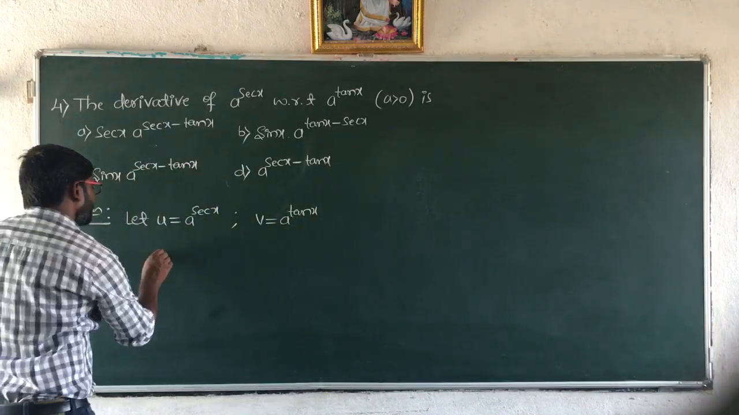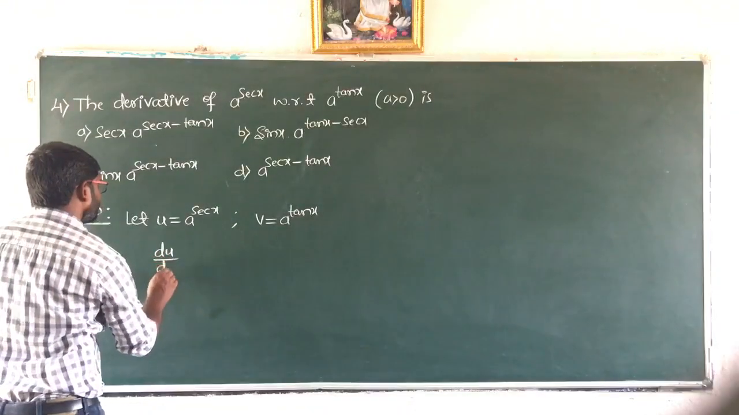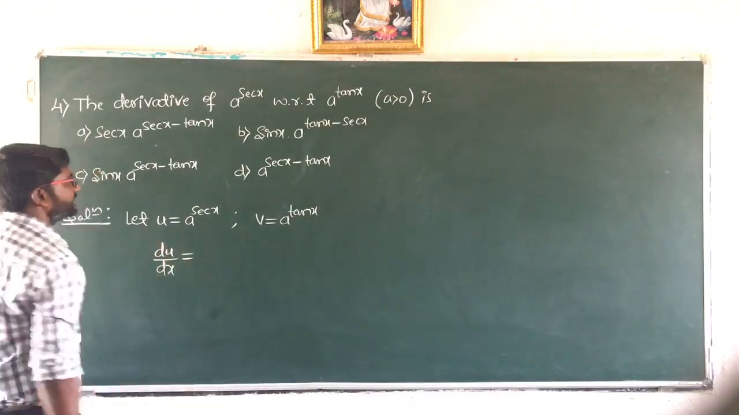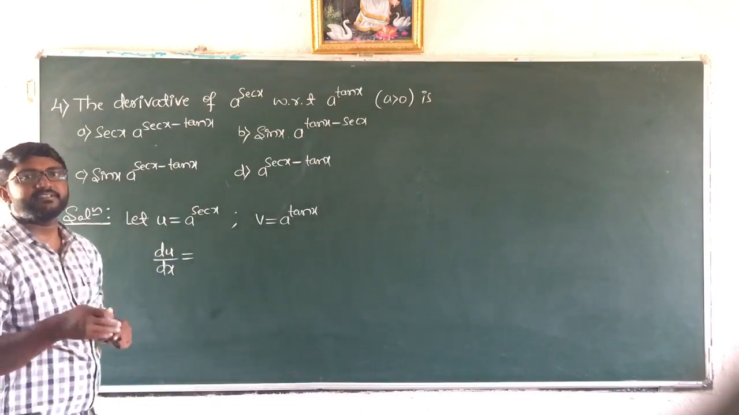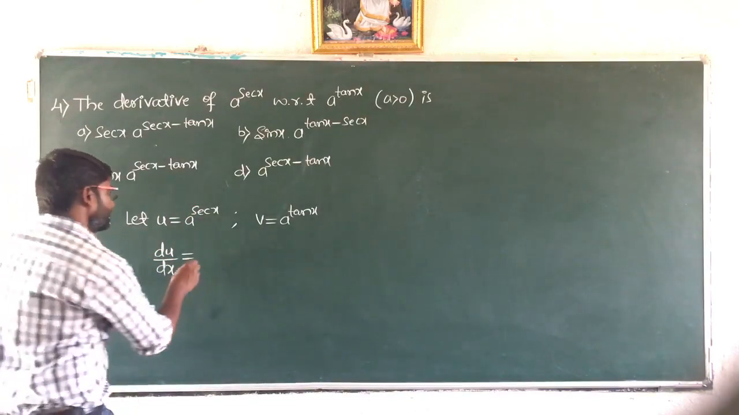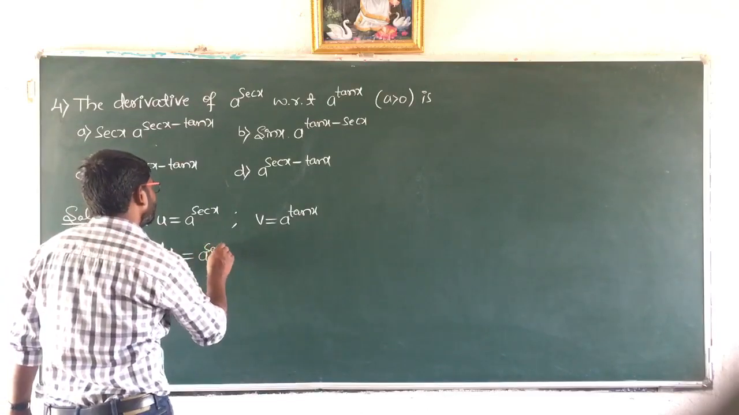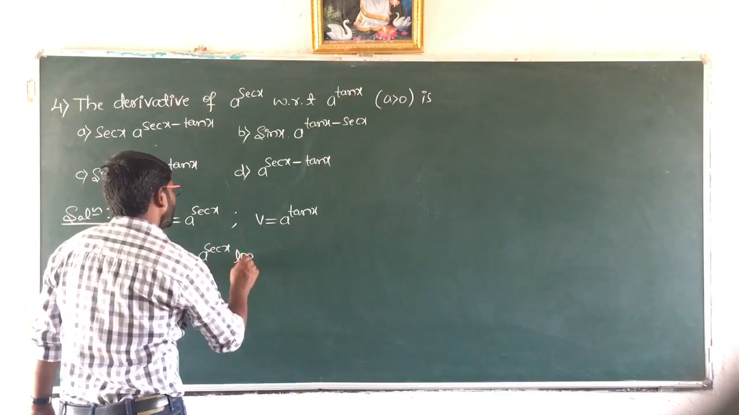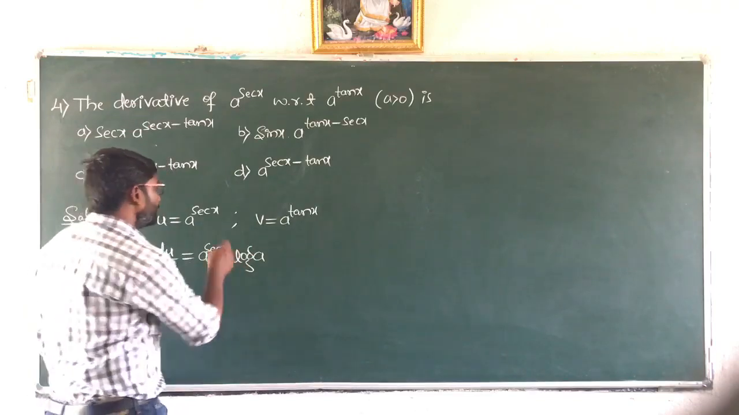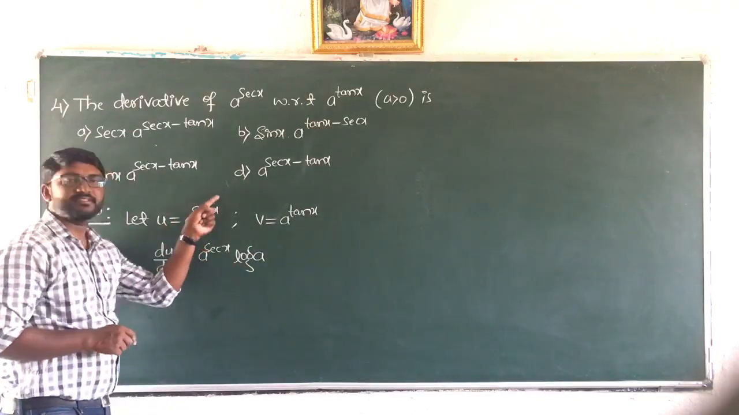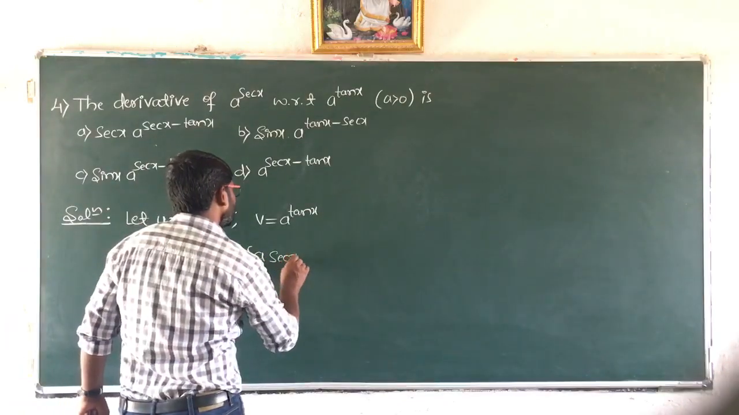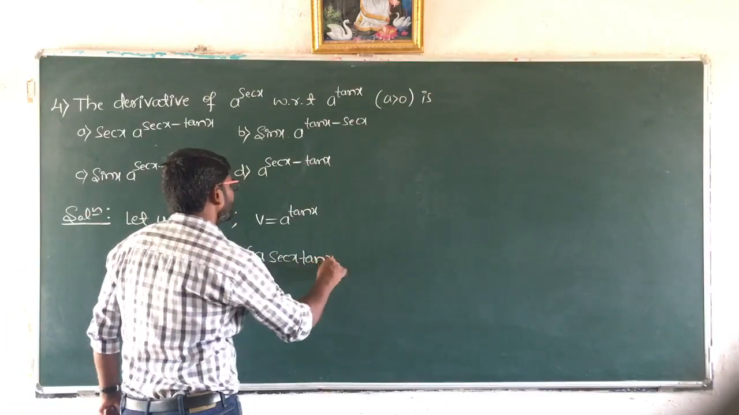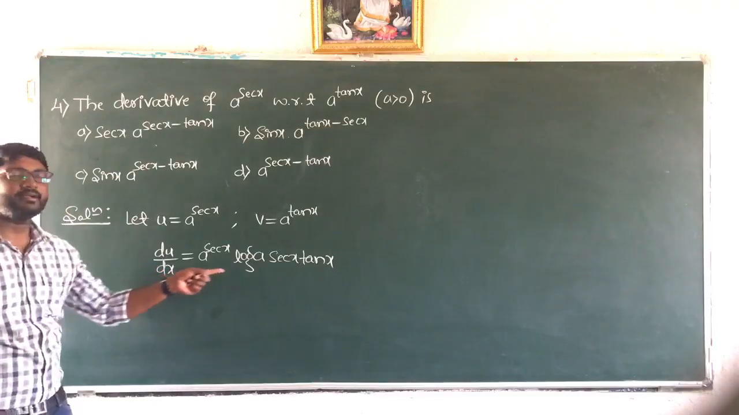Now I go for du by dx. What is du by dx now? It is in the form of a raised to x. What is the derivative of a raised to x? It is a raised to x into log a. So a raised to secant x into log a into d by dx of secant x, so it is secant x into tan x. So this is du by dx.